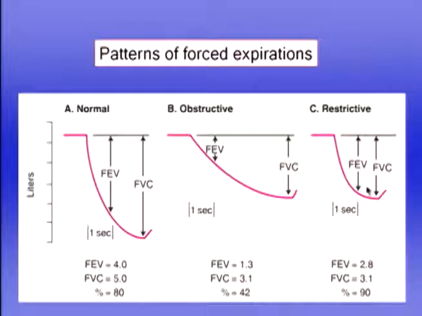Now let's look at restrictive disease over here. We would see this in a patient with diffuse interstitial pulmonary fibrosis, for example. And you'll see that both volumes are small, and that's because the lung is stiff and works at a low lung volume. But very remarkably, the FEV1 is an unusually large proportion of the FVC. So here, the FEV1 percentage was 90, as opposed to the normal value of 80%.